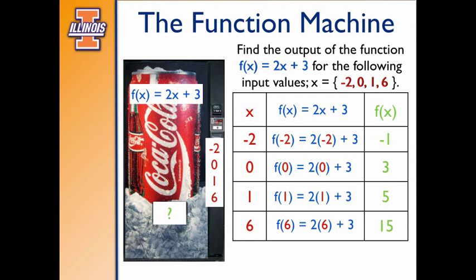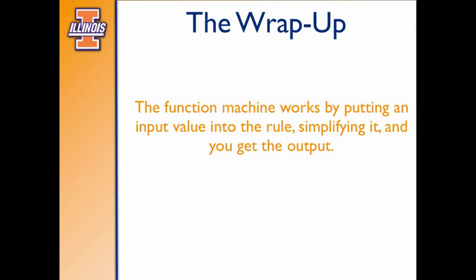So the output values of the function for the values of negative 2, 0, 1, and 6 are negative 1, 3, 5, and 15. The function machine works by putting an input value into the rule, simplifying it, and then you get the output value.